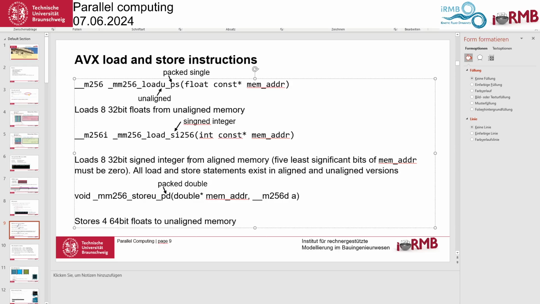Sorry for my... So here, when we write this without U, then we have to have the memory already aligned. Then we can also store things, so they look the same, store with a U, and for example, if we want to store doubles, then we want to have packed doubles. This is a void function, because the double goes in here and the address goes in here.